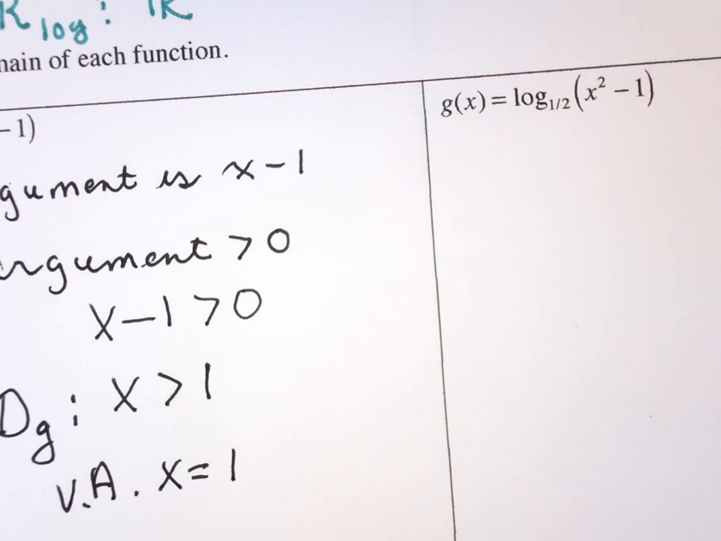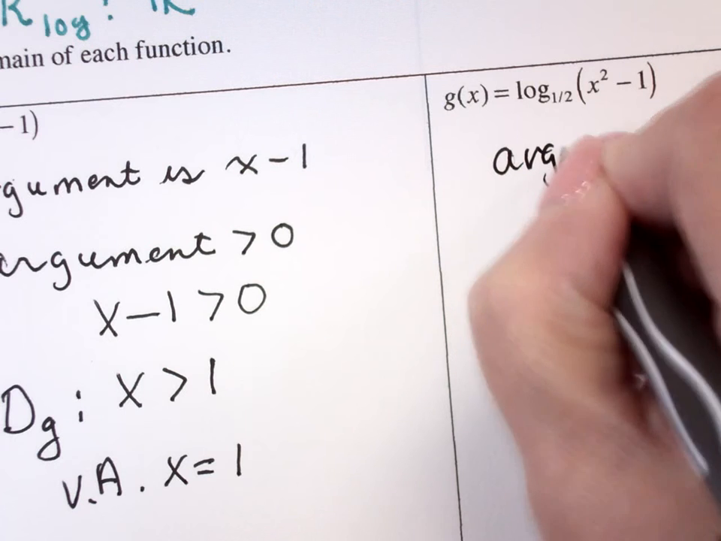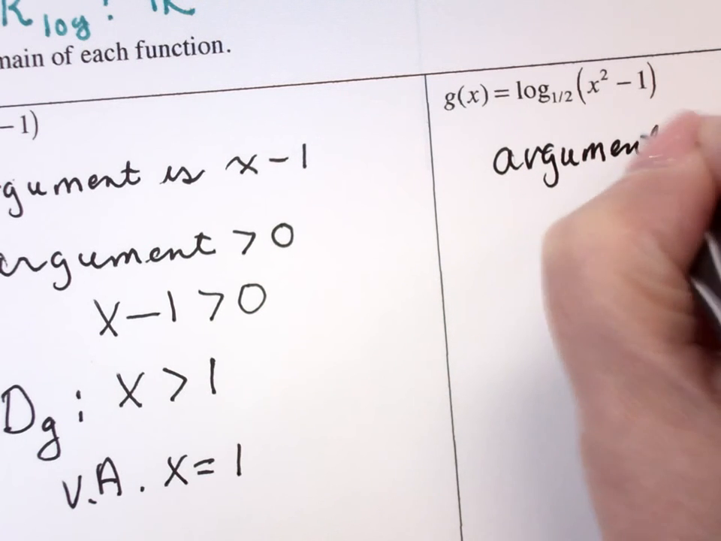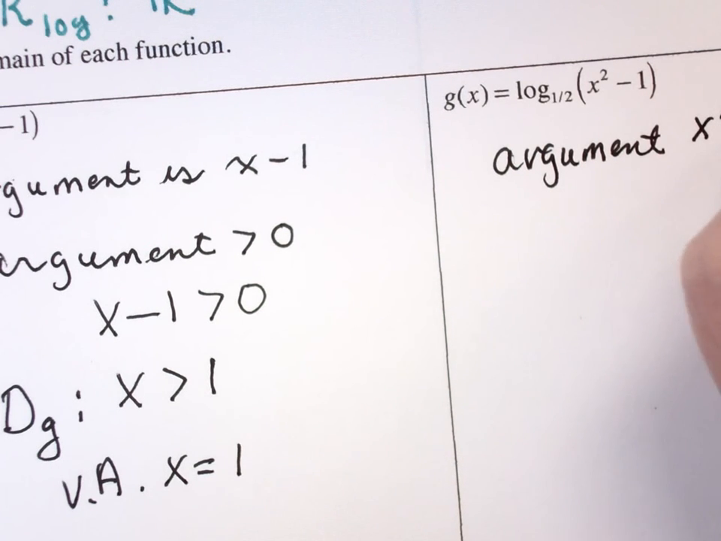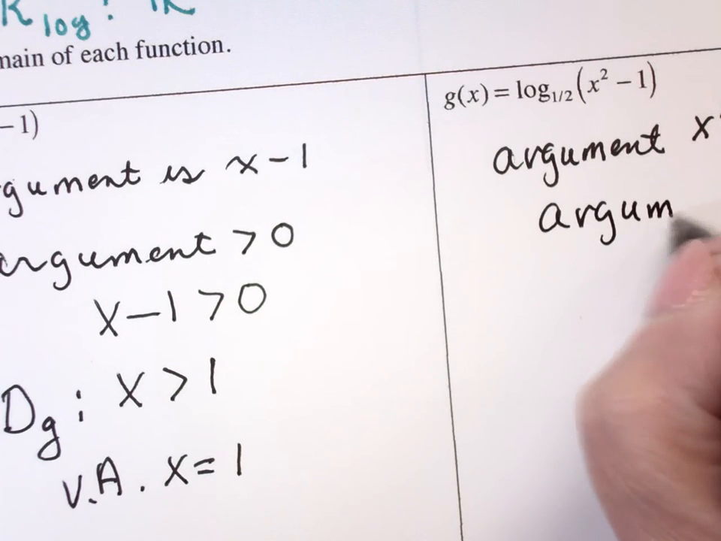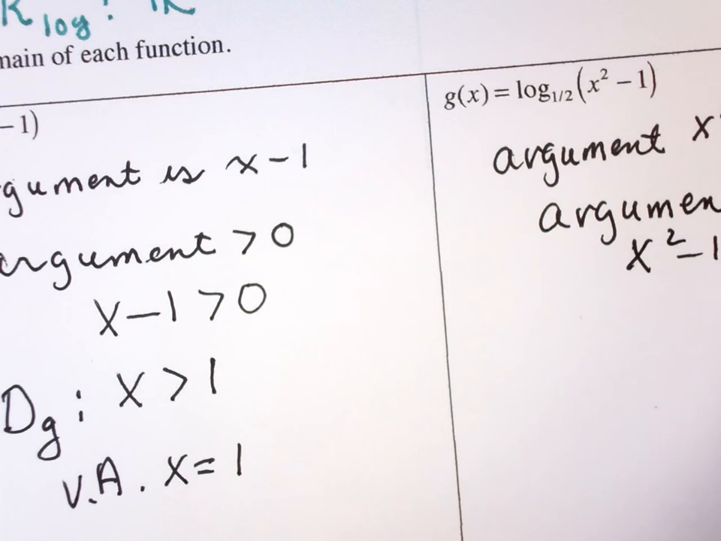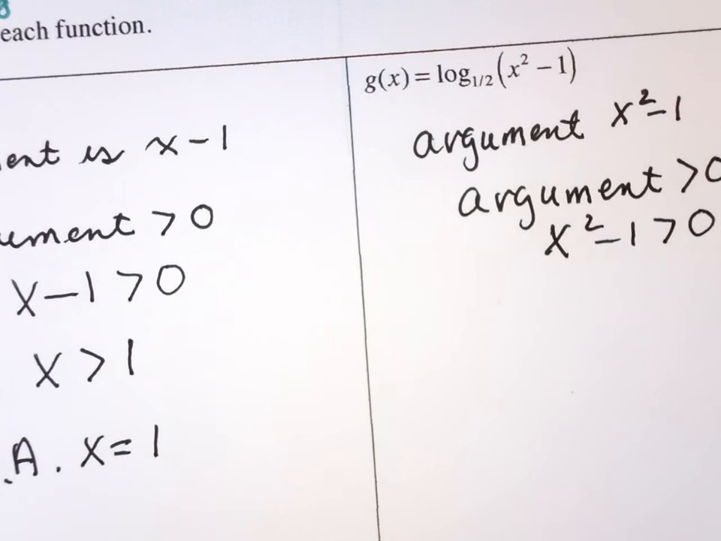Log of x squared minus 1. Here the argument is x squared minus 1. Uh-oh. It's a polynomial. We know that the argument must be positive. x squared minus 1 must be positive. Now what do we do?